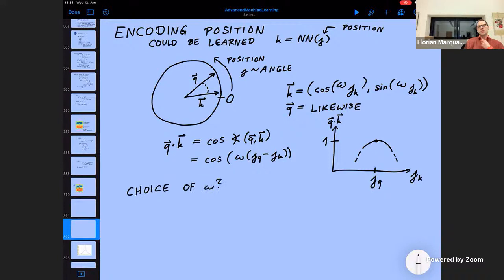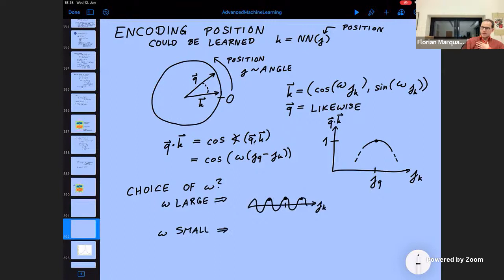Because if you choose omega very large, then you will get rapid oscillations. So this plot now here would look like that. And yes, you get one when the query matches the key, when the positions match, but you also get one at many different locations, and maybe you don't like that. On the other hand, if omega is small, then the situation improves a little bit in that aspect. Now you have a very slow cosine, but unfortunately that also means there's not much of a difference now between the results that you get when you perfectly match the position and the results that you get when you're a little bit off. And so the question is, what do we do?